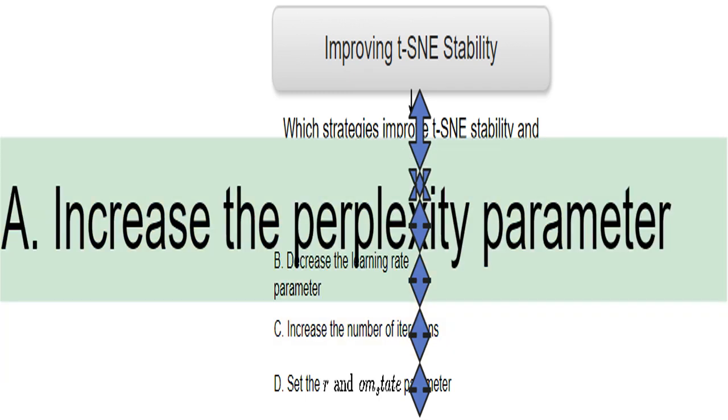Perplexity adjusts how TSNE considers data points' neighborhoods. Changing perplexity primarily impacts the embedding quality, not the stability due to initial randomness. It's not the main lever to control that initial random start issue.